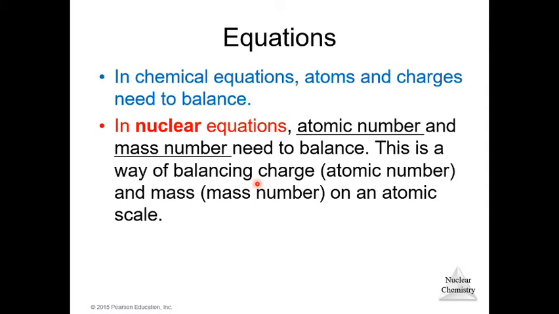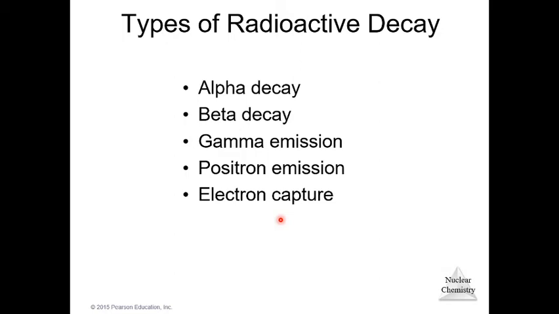So remember, in chemical equations, the number of atoms of each type of element needs to appear on either side of the arrow. You need mass balance, and you need a charge balance. In a nuclear equation, we still want mass balance, but we're doing it in a different way, keeping track of atomic numbers and mass numbers. Your atomic numbers and mass numbers need to balance. This is how we keep track of mass balance in a nuclear equation. So here are the main types of radioactive decay we're going to talk about: alpha decay, beta decay, gamma emissions, positron emissions, and electron capture.